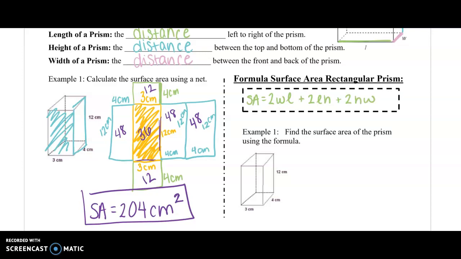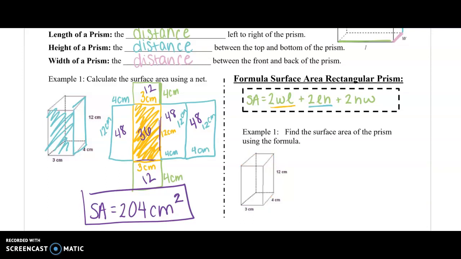And the reason for that, the width times the length is going to be this box here, which is duplicated up here. The length times the height is this front box right here, which is duplicated in the back right there.